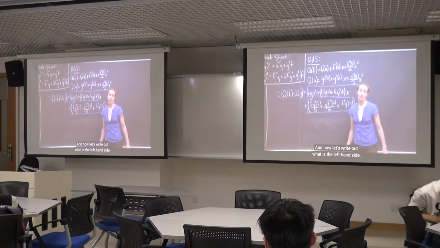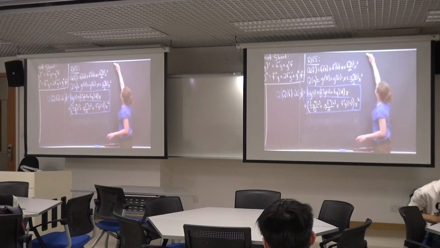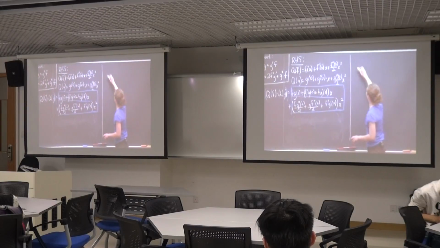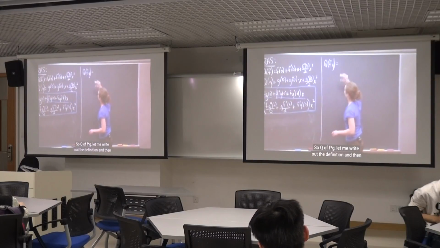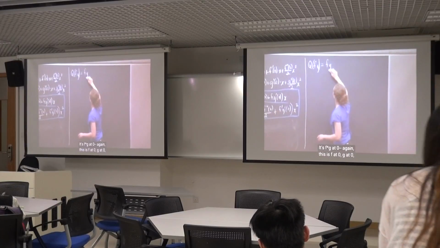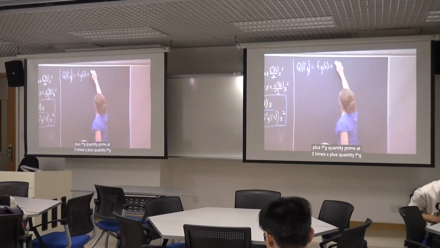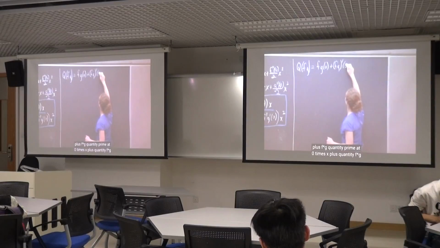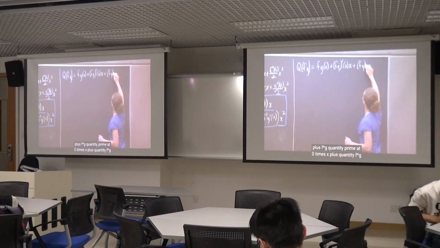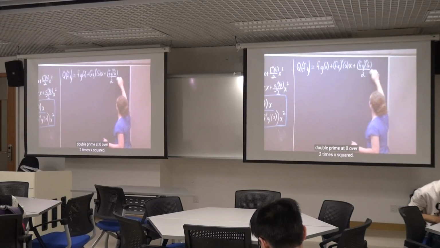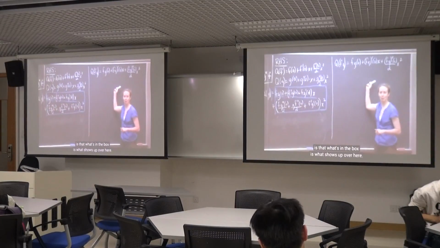And now let's write out what is the left-hand side. That's just going to be plugging it straight into the formula and using our cheat sheet. So Q of fg, let me write out the definition and then we'll use the cheat sheet. It's fg at 0. Again, this is f at 0, g at 0. That's what this notation means. Plus fg quantity prime at 0 times x, plus quantity fg double prime at 0 over 2 times x squared. And now what we're hoping, remember, is that what's in the box is what shows up over here.